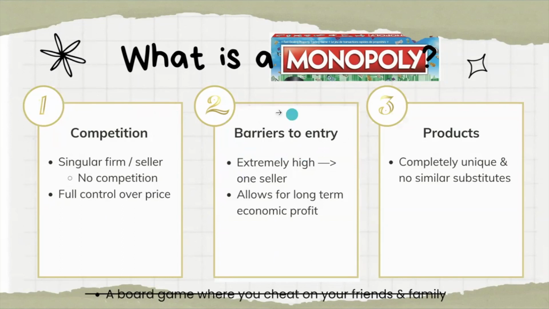And this also allows for long-term economic profit because no other firm will be able to join and lower the price. And a monopoly will be selling a completely unique product where there's no similar substitutes because they're completely dominating the market. And unfortunately, in economics, it's not the board game where you cheat on your friends.